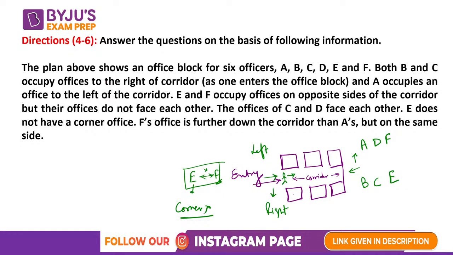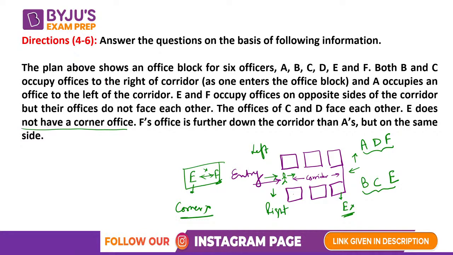Okay, everyone. So yes, where were we? I was talking about this. Now I hope you all have got it, that A, D and F are on the same side. B, C and E are on the same side. E and F are not facing each other. E is not in the corner. It is written E is not having a corner office. So here E cannot be there, and here E cannot be there.